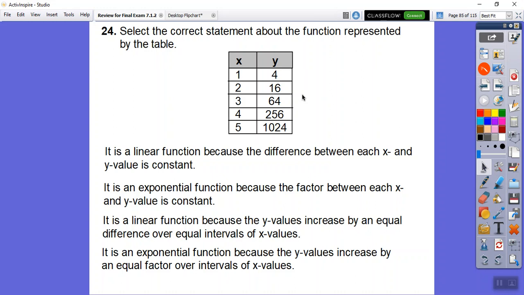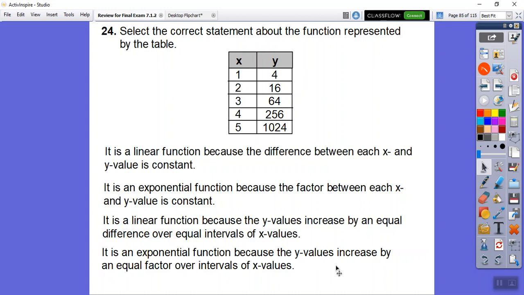But these are going times 4, times 4, so it's definitely not linear. So you can get rid of the linear ones. Anything that says linear, it's exponential because it's going up times 2. So which one? It's either this one. So exponential function, because the factor between each x value and y value is constant. It's this one. Let's go check this one.